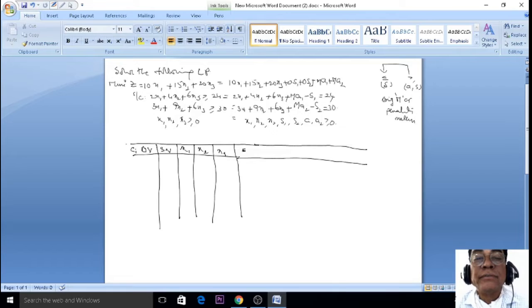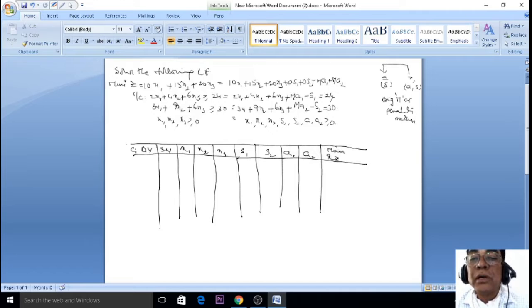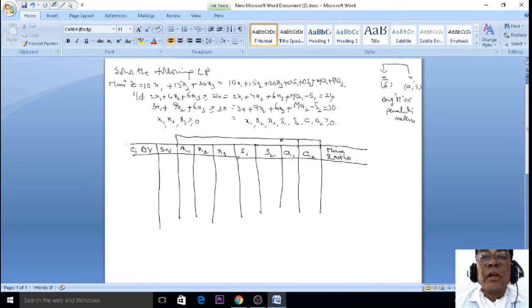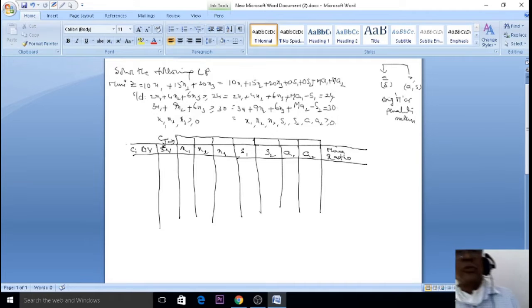Okay. Next S1, S2, the next A1, A2, and minimum ratio, same principle. Okay, sir. So now come to this point. Minimum ratio. Now the top row values, same thing. This is called Cj. Same thing, Cj. So how to enter the values?